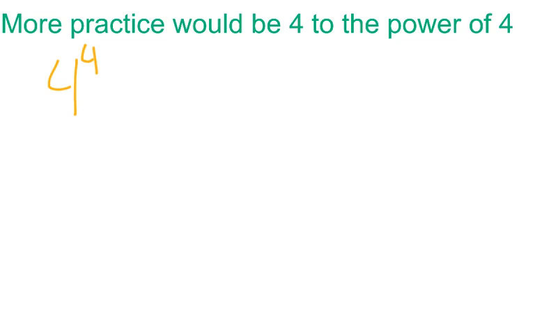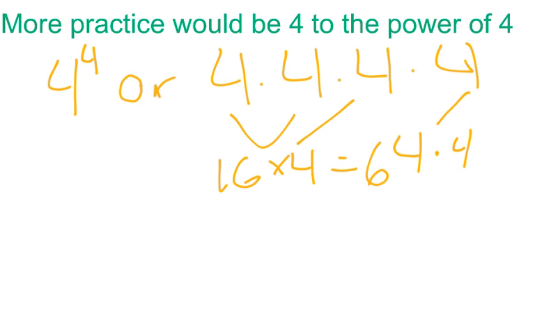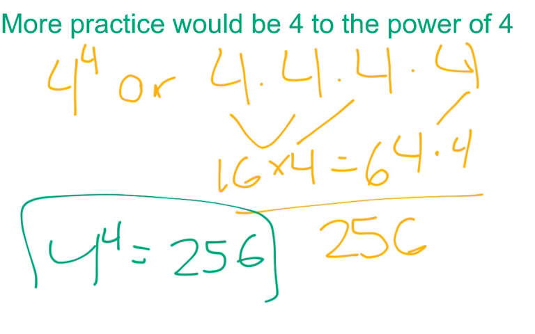to the power of 4, or written as 4 times 4 times 4 times 4, which would equal, so 4 times 4 is 16 times another 4, which is 64. And then you bring the last 4 down, and it equals 256. So now we all know that 4 to the power of 4 equals 256. And more practice would be on the next page.